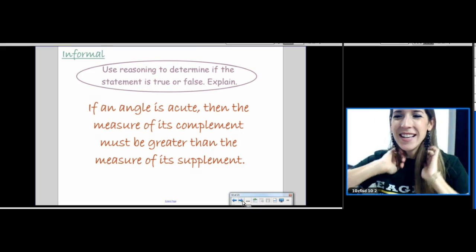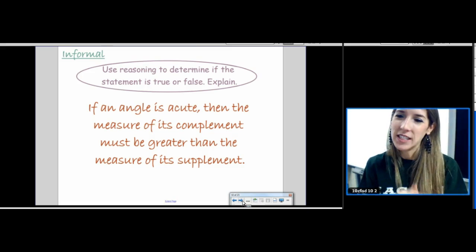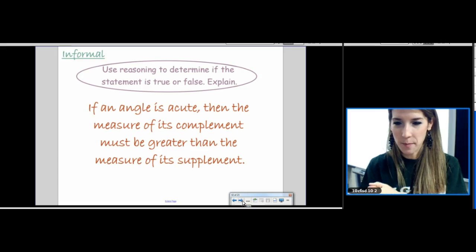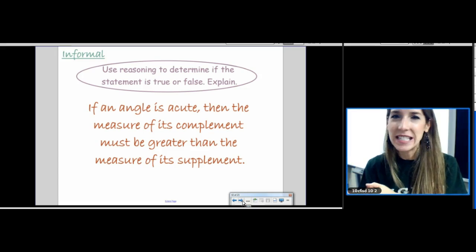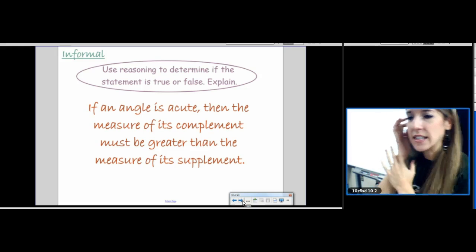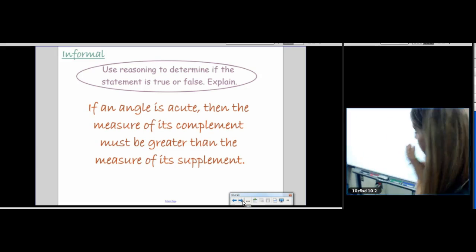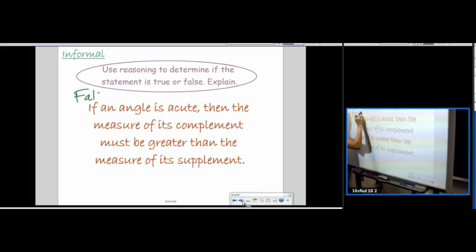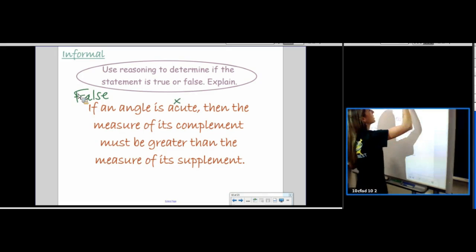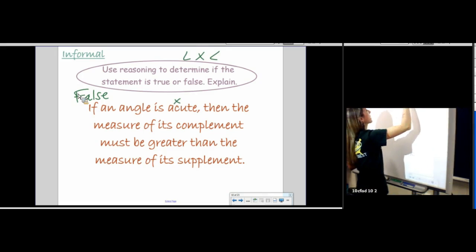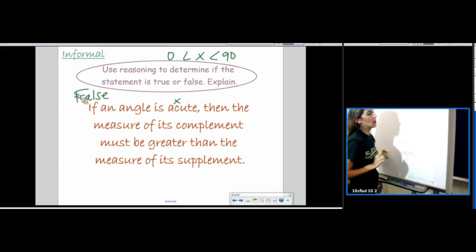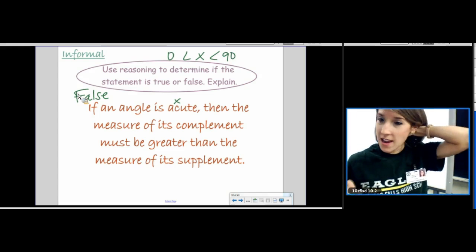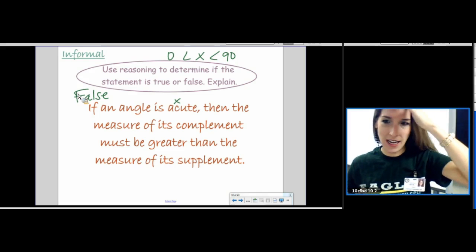Okay, everyone's saying false. If an angle is acute, then the measure of its complement must be greater than the measure of its supplement. That's just craziness. That's just a weird sentence. But we need to say false, and then we need to back it up, okay? So we know that it's false. That's great. But we can't always just get away with writing our answer. Sometimes we need to explain it. So if an angle is acute, we're going to name that x again. And remember, if it's acute, x needs to be less than 90 and greater than 0. Not equal to 90, right? Because if it's equal to 90, it doesn't have a complement.